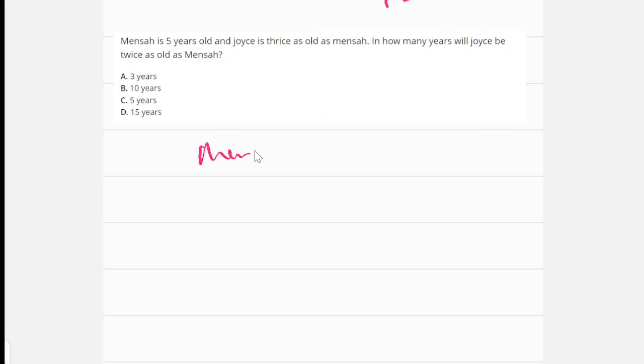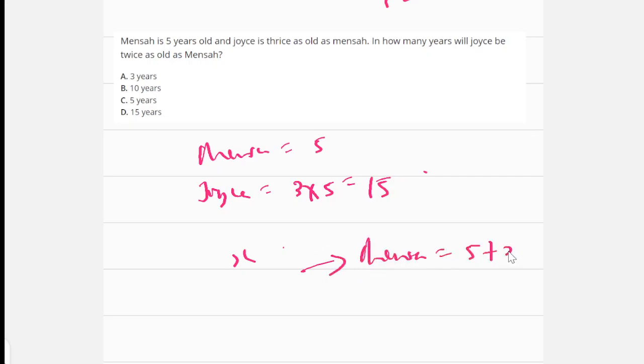So, Mensa is 5 years old. And what? Joyce is thrice as old as Mensa. Thrice means 3 times Mensa, which is 15. So, in how many years will Joyce be twice as old as Mensa? Joyce, in how many years? Let's say we don't know that years. Maybe the year is x. You understand now? It means then the new age of Mensa will be what? That is 5 plus x. And the new age of Joyce is what?